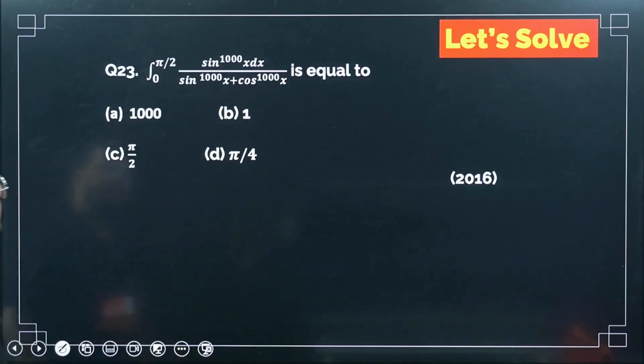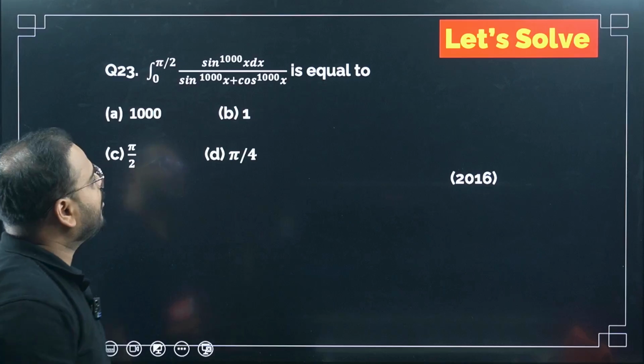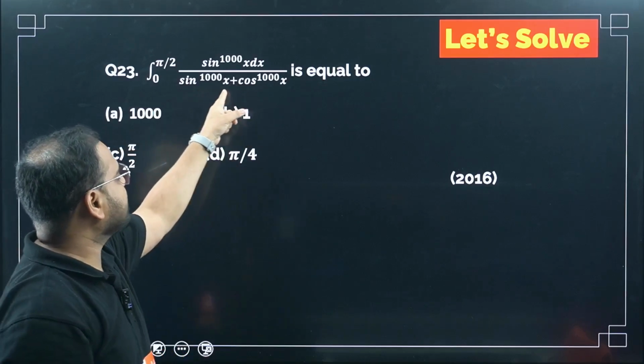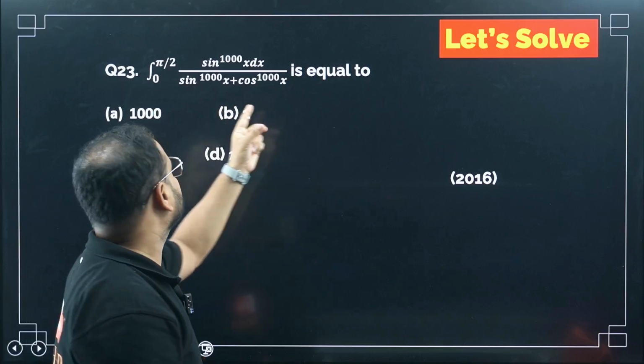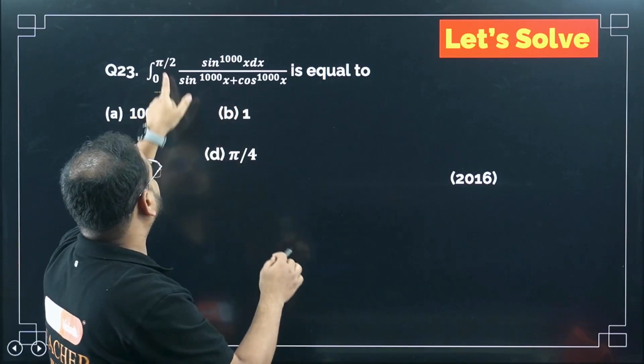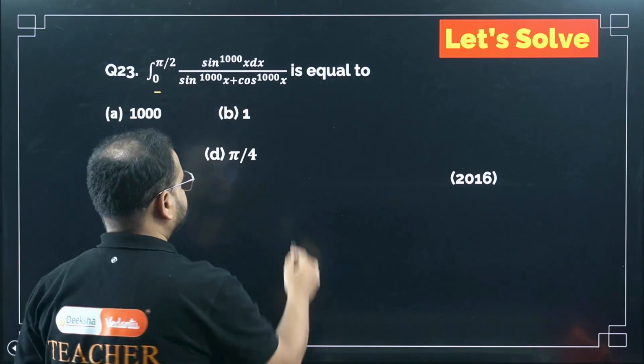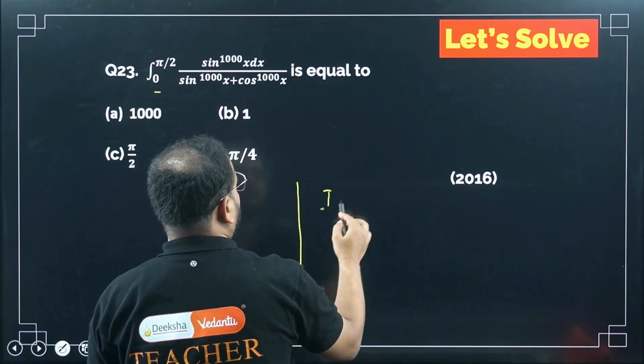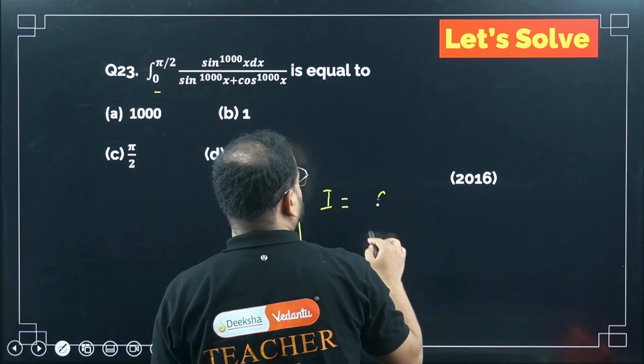Question number 23. Integral of sin power 1000 x upon sin power 1000 x plus cos power 1000 x dx, integrated from 0 to pi by 2. Okay. Let's do one thing. Take this as I. I equals the integral from 0 to pi by 2 of sin power 1000 x upon sin power 1000 x plus cos power 1000 x dx.